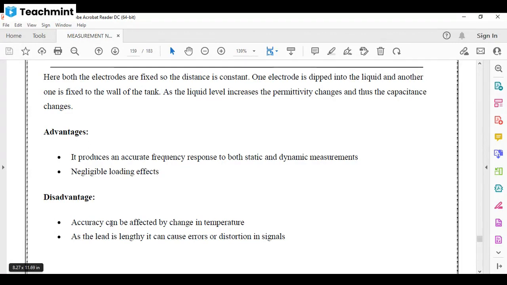अगर लिक्विड का टेम्परेचर चेंज होगा तो उसकी एक्यूरेसी में इफेक्ट हो सकता है, क्योंकि टेम्परेचर हाई होगा तो परमिटिविटी भी थोड़ा चेंज होगी, जिसके कारण एक्यूरेट रीडिंग नहीं मिलती है. So the disadvantage is that in this method the accuracy can be affected by change in temperature of any liquid or any parameter under measurement.